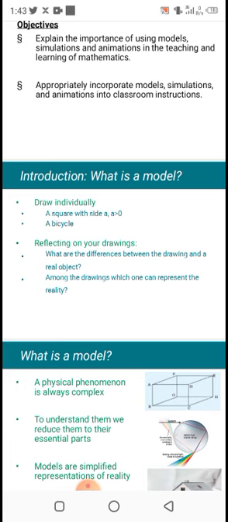Draw individually a square with side edge a, where a is greater than 0. Reflecting on your drawings, what are the differences between the drawing and the real object? Among the drawings, which one can represent the reality?